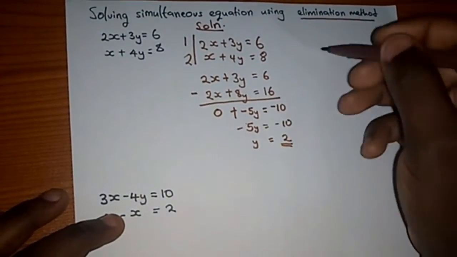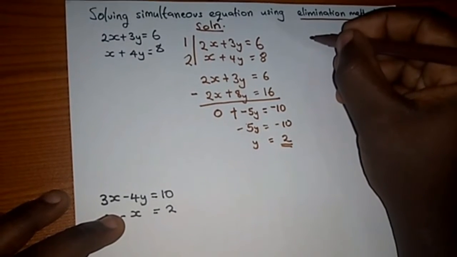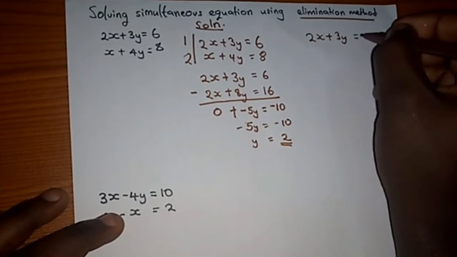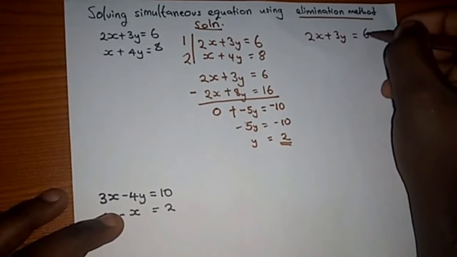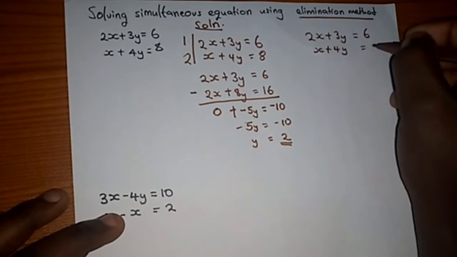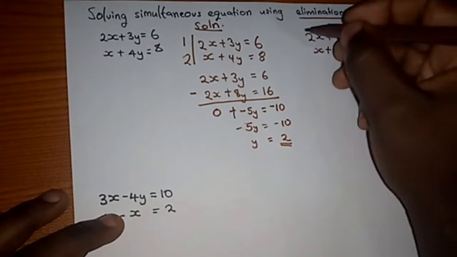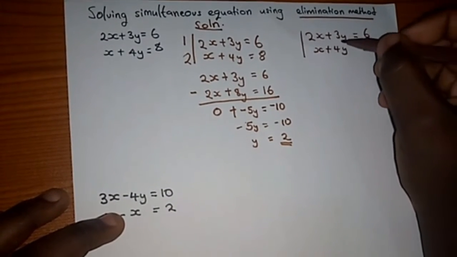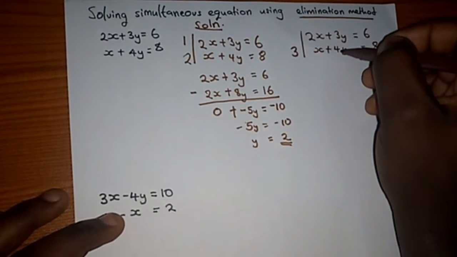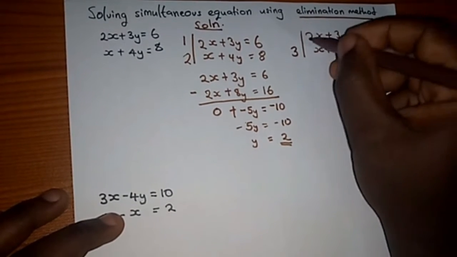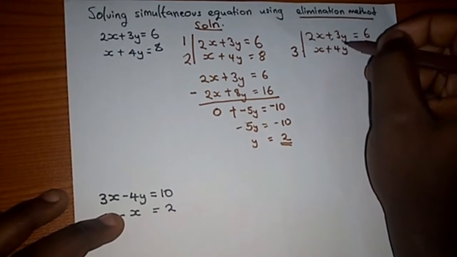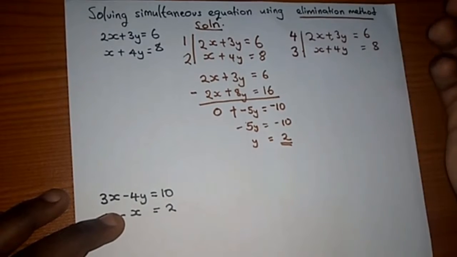So for the value of x, we first write our equation again here, which is 2x plus 3y equals 6, then x plus 4y equals 8. Since we want to eliminate the y part, you get the coefficient of y in this first linear equation, you write it down, then the coefficient of y in this second equation, you write it there.